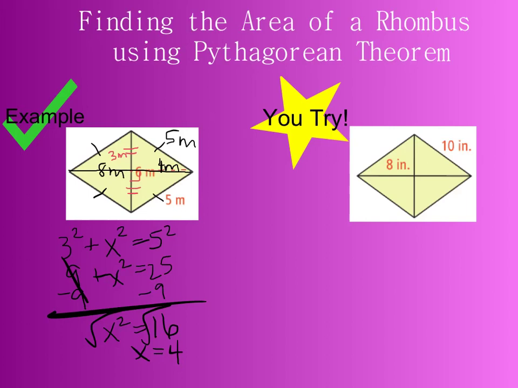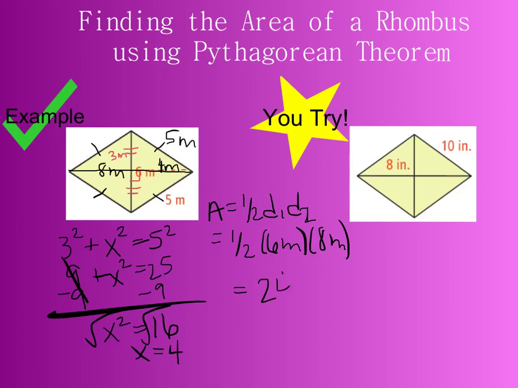All I need to do is plug into my formula. 1/2 diagonal 1 times diagonal 2. So I get 1/2. My first diagonal was 6 meters. My second diagonal was 8 meters, which gives me 24 square meters is my area.